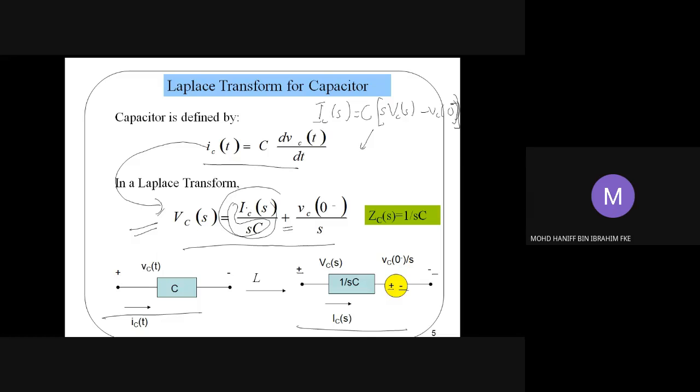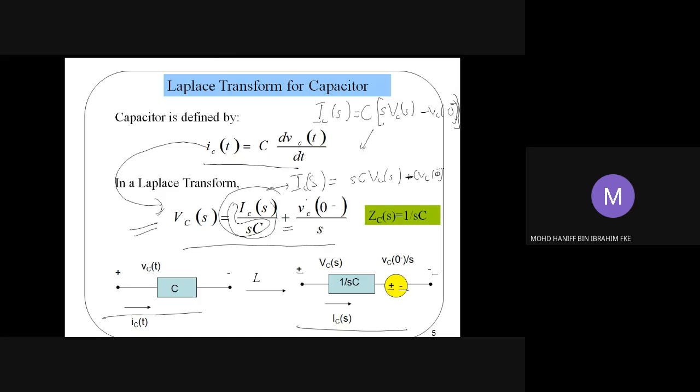Now we are writing the current I_C(s) in terms of V_C(s). If we want to write the current in terms of voltage, it should be written as I_C(s) equals sC times V_C(s) minus C times V_C(0 negative).